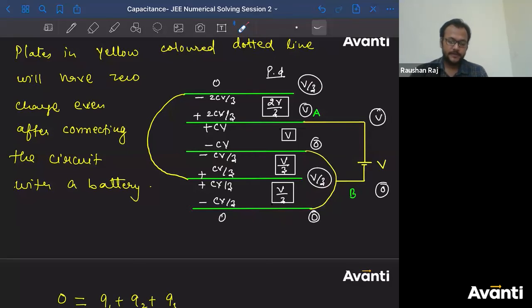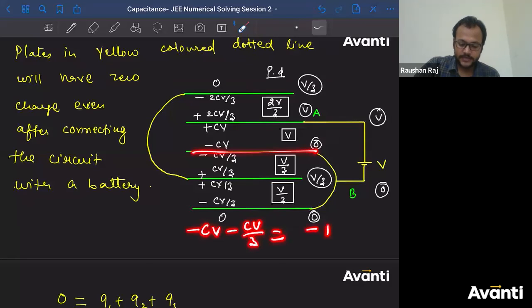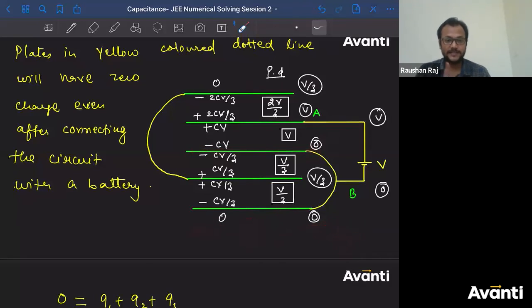Alright, did you understand? If I ask what charge will appear on the third plate, that means this is 1, this is 2, this is 3. Tell me what charge will appear on the third plate? Come on guys, give me the answer. Yes, Ketaki, correct: minus CV plus minus CV by 3. The third plate is this one, so minus CV by 3, so minus 4CV by 3. Not plus, minus 4CV by 3.